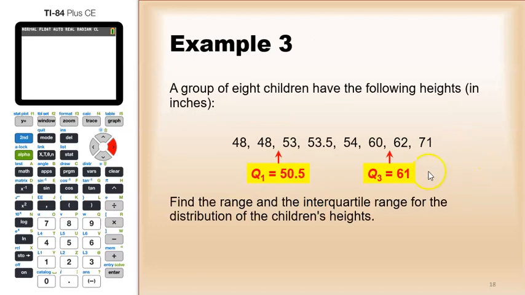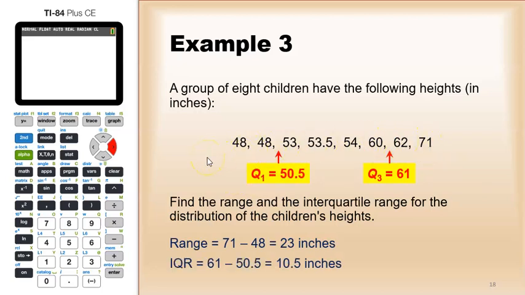So for the problem we just did, we found the upper quartile to be 61, lower quartile to be 50.5. Well, the range is max minus min, so 71 minus 48 is 23. The interquartile range is 61 minus 50.5, or 10.5 inches.